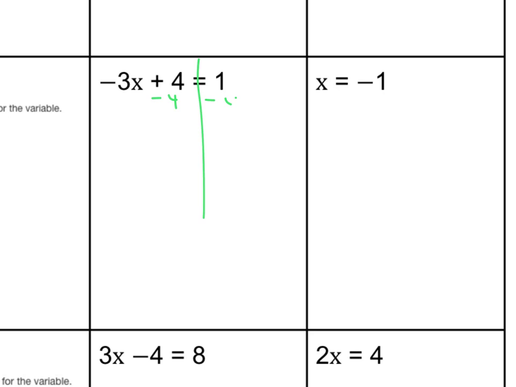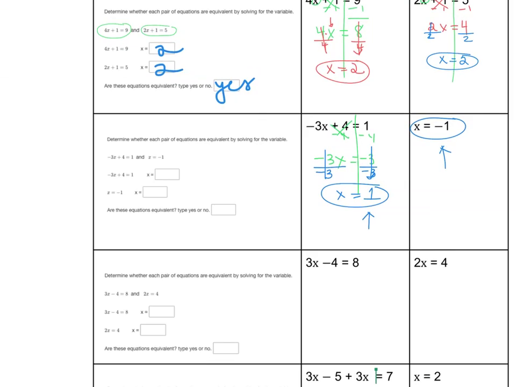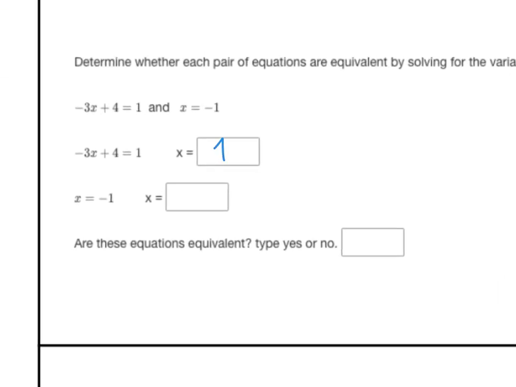Okay, subtract 4. That would be a -3. 1 minus 4 is -3. Okay, divide by -3 on both sides. That's 1x equals, and what's -3 divided by -3? A +1. And this one has an equation already done. It says x equals -1. Is that equal? This is a +1, and this is a -1. Those are not equal. So the first one was 1, the second one was -1. So are they equivalent? No, they are not.